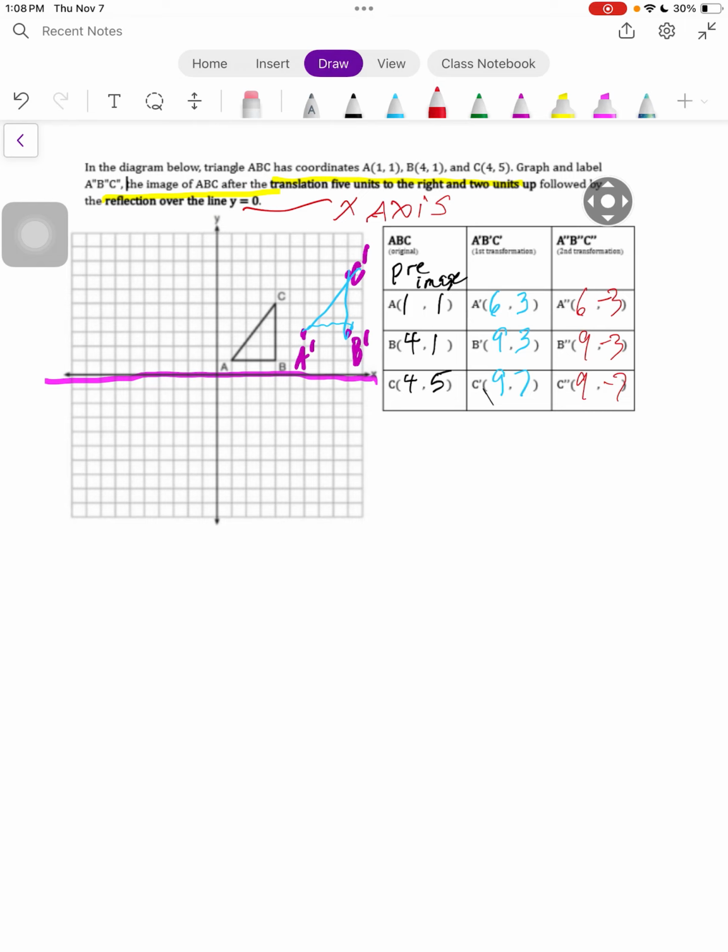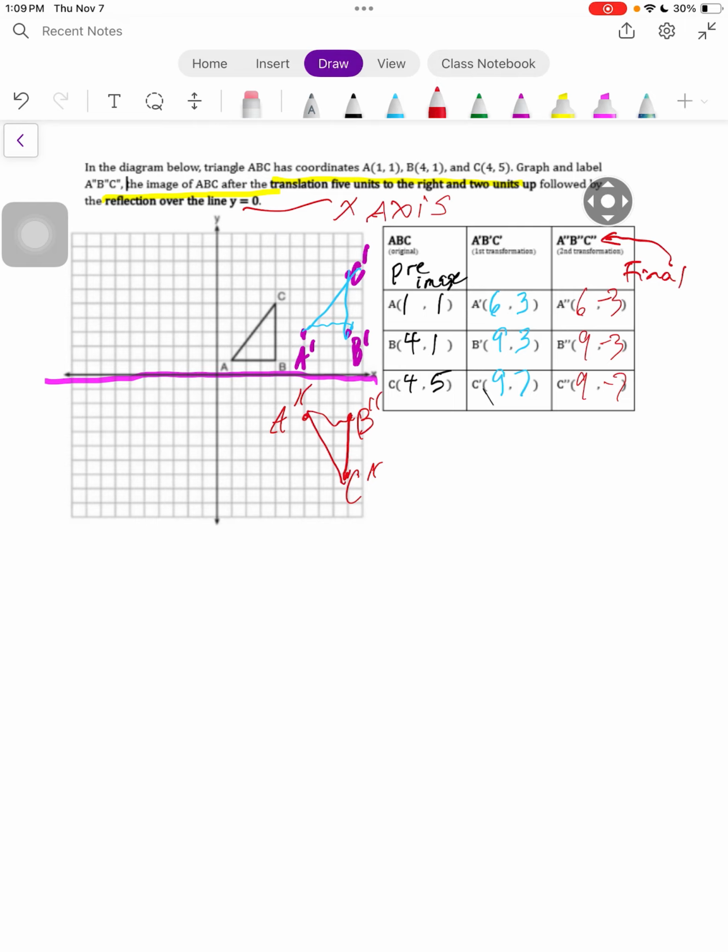Those are our points. So we're going to go 3 down, and 7 down. There we go, 7 down. Make sure you label them the proper way: A double prime, B double prime, C double prime. Got it? So that is a series of transformations, or a sequence, and we also call it a combination. So this is our final answer with the double prime.